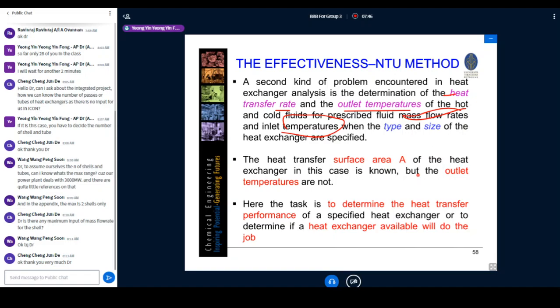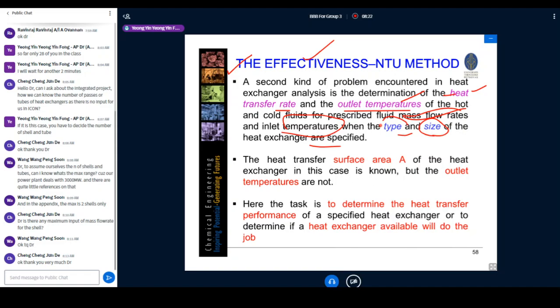But it can be that maybe some extra temperature is given, 3 out of 4 temperatures are given. In this case, you can have the option of using either the effectiveness NTU or the LMTD method. And when the type and size of the heat exchanger are specified, usually the surface area will be given, and the type of the heat exchanger also will be given. So your job is just to determine the outlet temperatures and also the heat transfer rate.